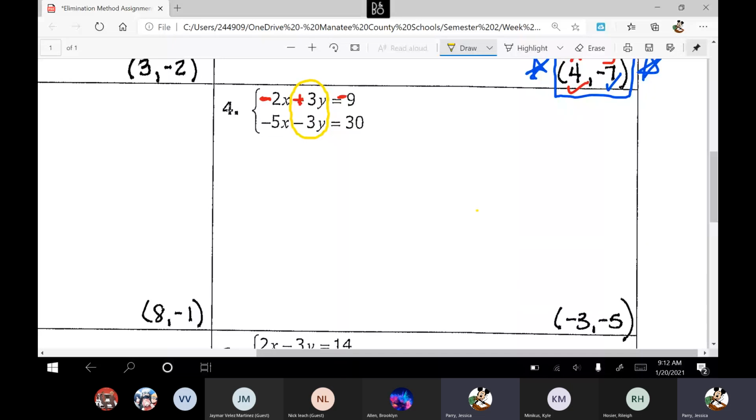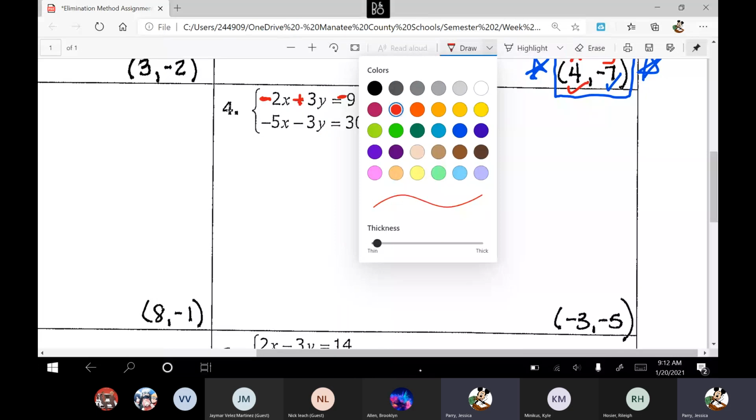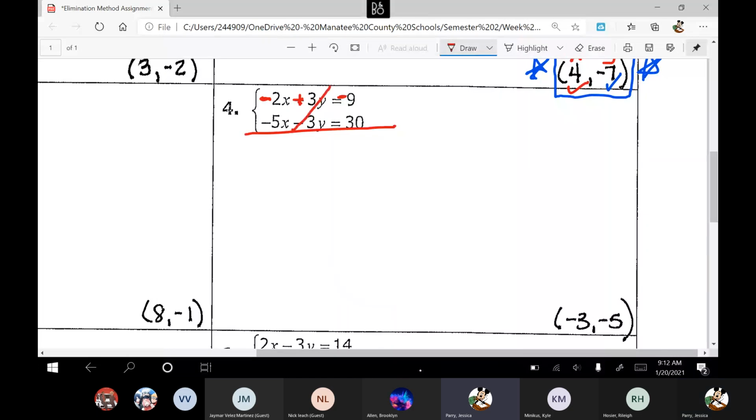Are positive 3y and negative 3y opposites, yes or no? The correct answer is yes. Perfect, good job. So we know we're going to eliminate our y's. You can cross them off. And then let's start adding our two equations.